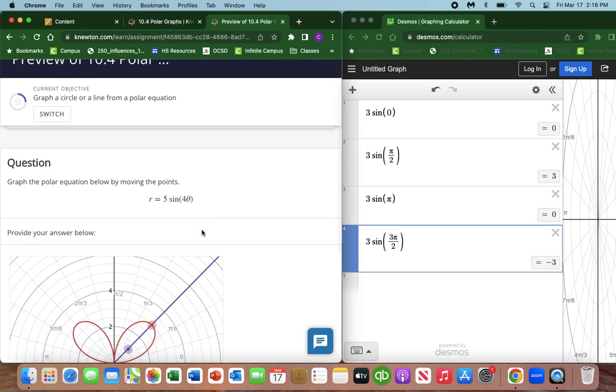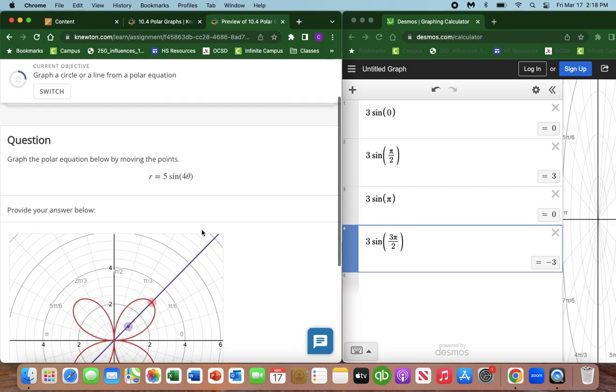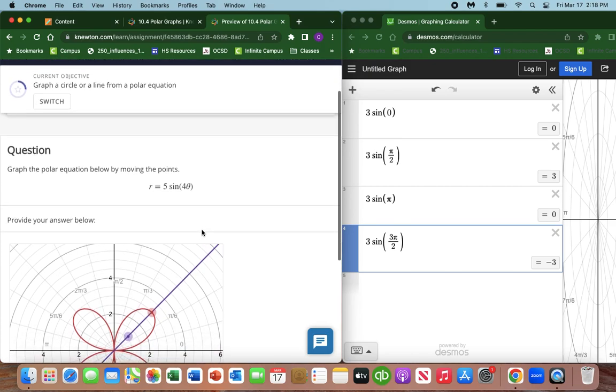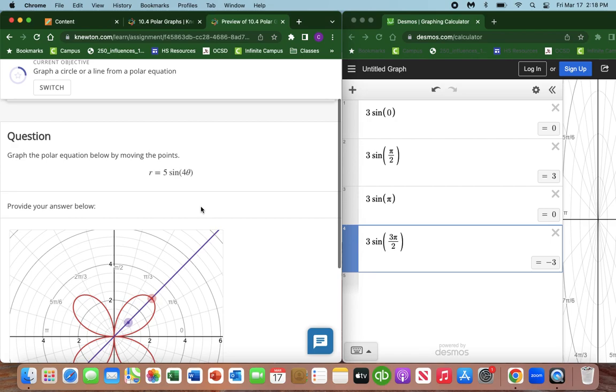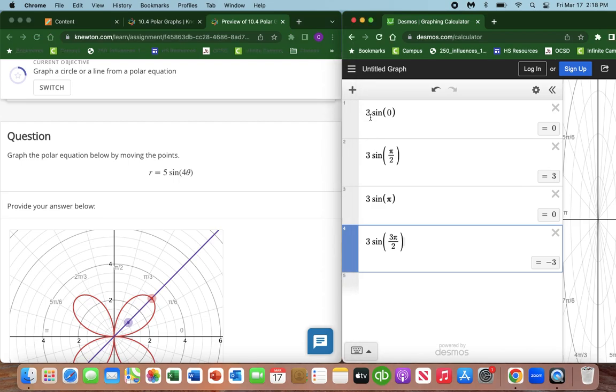And then they give us 5 sine of 4 theta. And this one's going to be a little bit different because I have this leading coefficient, which is 4 theta. So I'm going to change these up a little bit. I'm going to say 5. Actually, I'm going to say 5 sine 4.